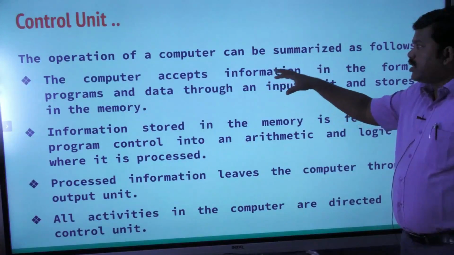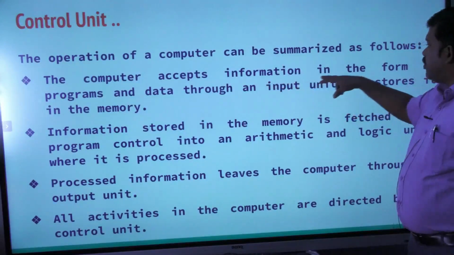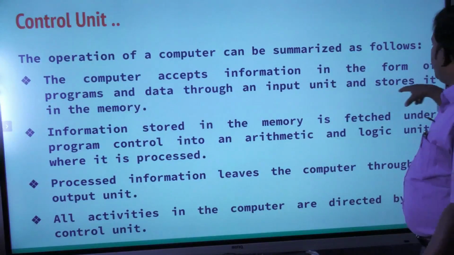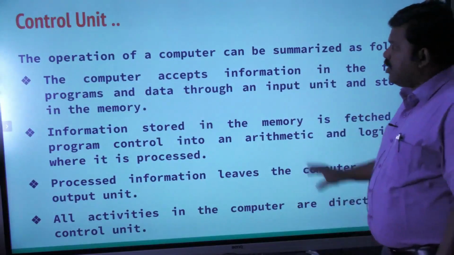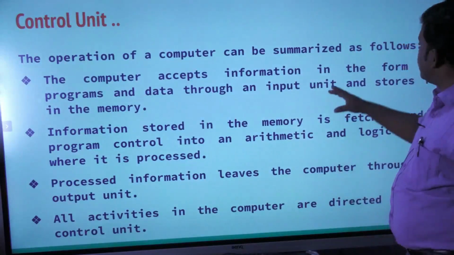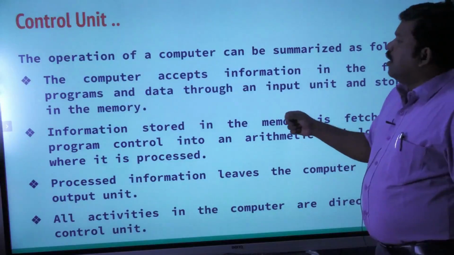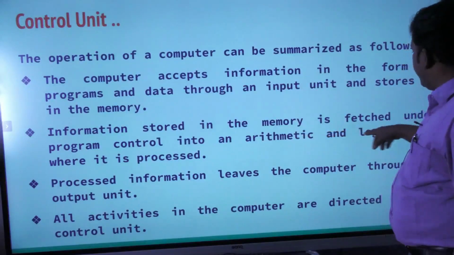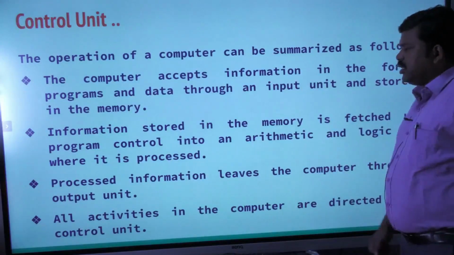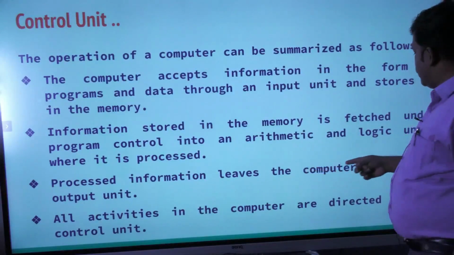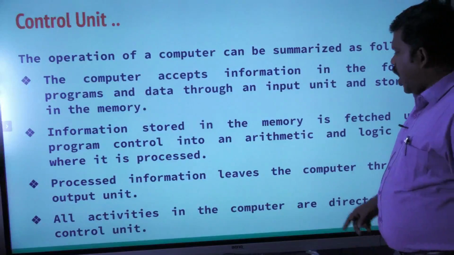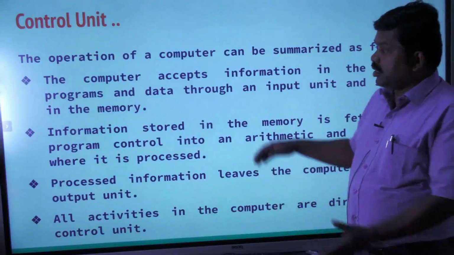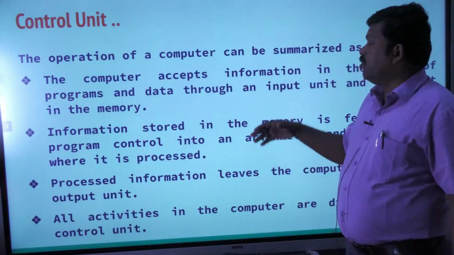The computer accepts information in the form of programs and data through an input unit and stores it in the memory. That is how the operation of the computer can be summarized. Information stored in the memory is fetched under program control into an arithmetic and logic unit where it is processed. The next step is that the processed information leaves the computer through an output unit. All activities in the computer are directed by the control unit. These are how the operations will be carried out.